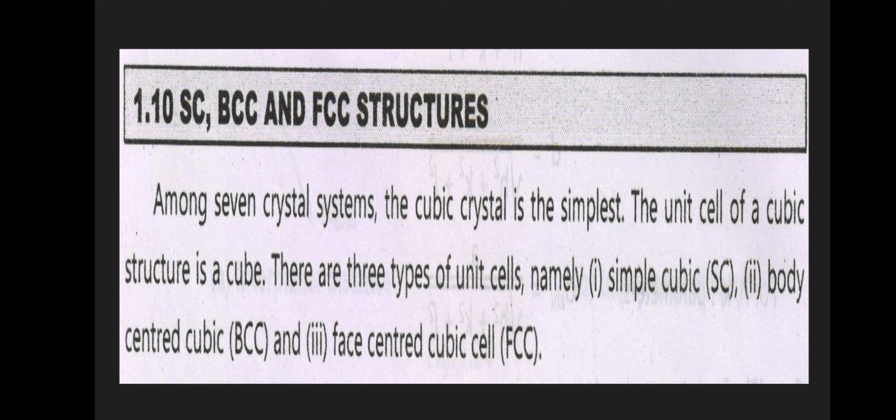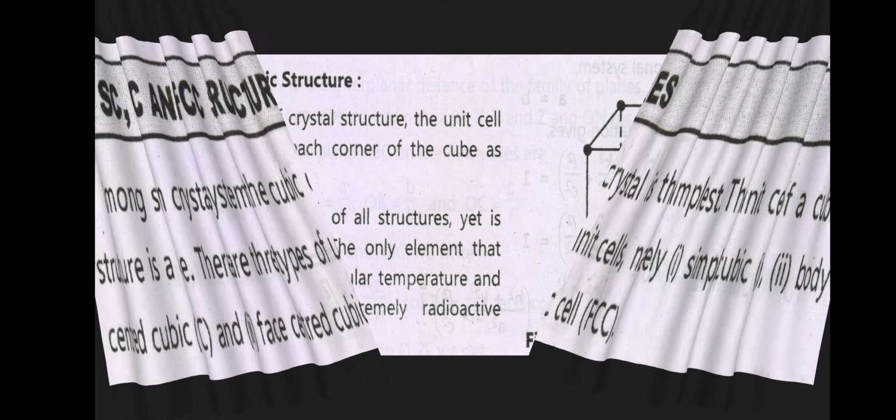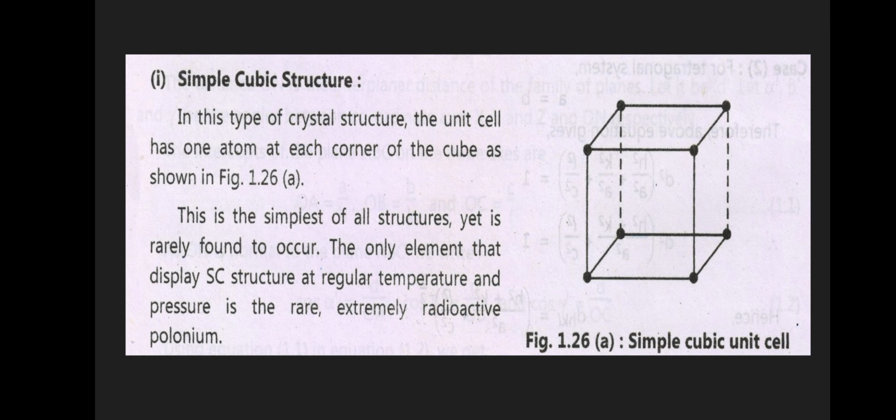There are 3 types of unit cells, namely simple cubic, second body-centered cubic, BCC, and third face-centered cubic, that is FCC. First one, simple cubic structure.